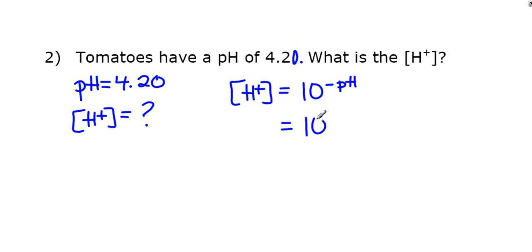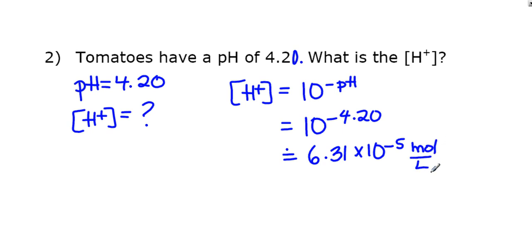So when we check our answer, it should be 10 to the negative 4.20 as an exponent. And when we round it here, we want 3 significant digits for 3 significant digits up here. So you should get 6.31 times 10 to the negative 5. And our concentration is moles per liter. Okay. Now the first 2 questions are only one step. Now we're going to try out some problems that are a little bit more challenging.